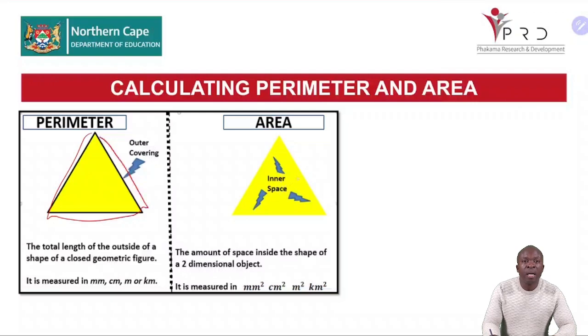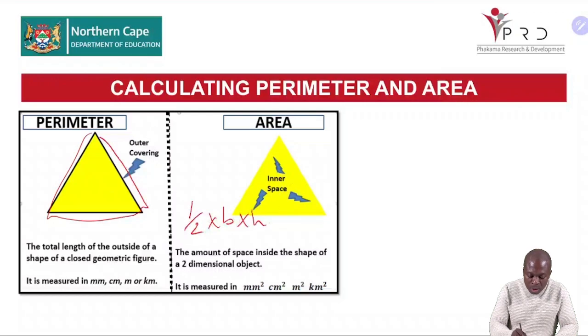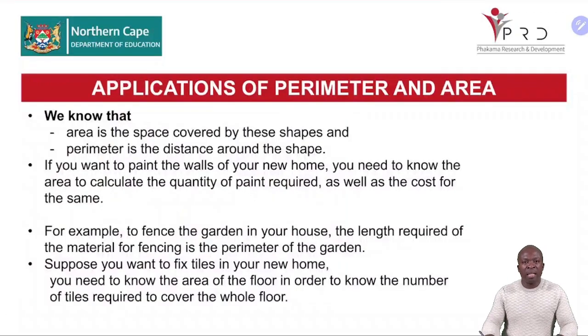The area of a triangle is what? Half times base times height. Half times b times h. And again, our answer is going to be in units squared. So if you were measuring in millimeters, the answer is going to be in millimeters squared.